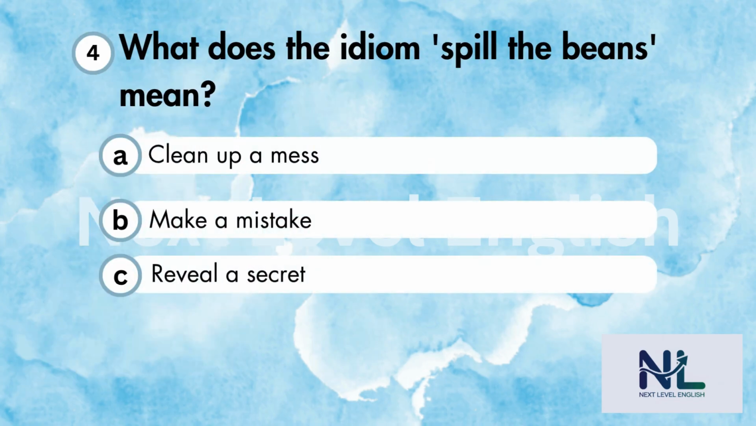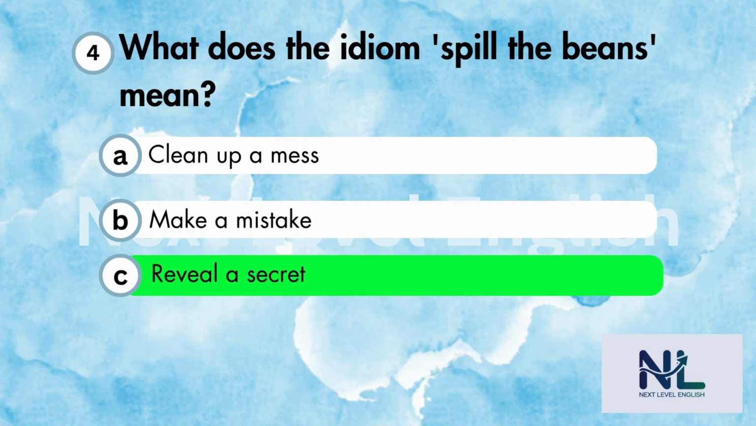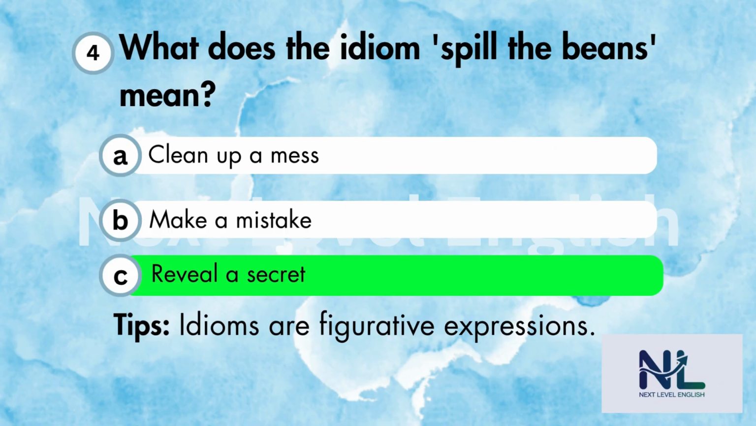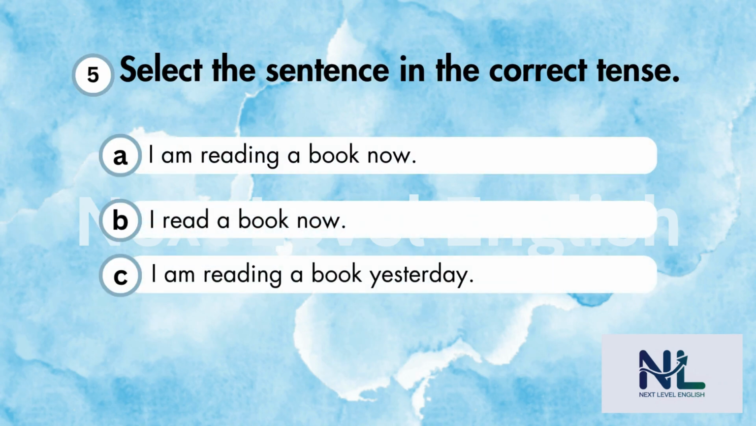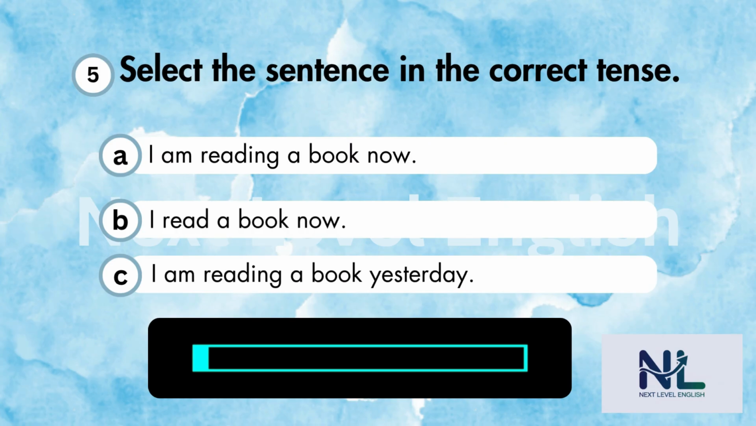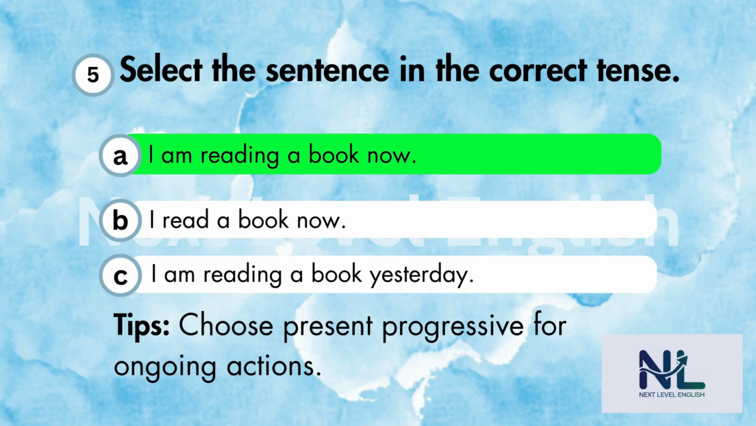4. What does the idiom spill the beans mean? Reveal a secret. Tips: idioms are figurative expressions. 5. Select the sentence in the correct tense. I am reading a book now. Tips: choose present progressive for ongoing actions.